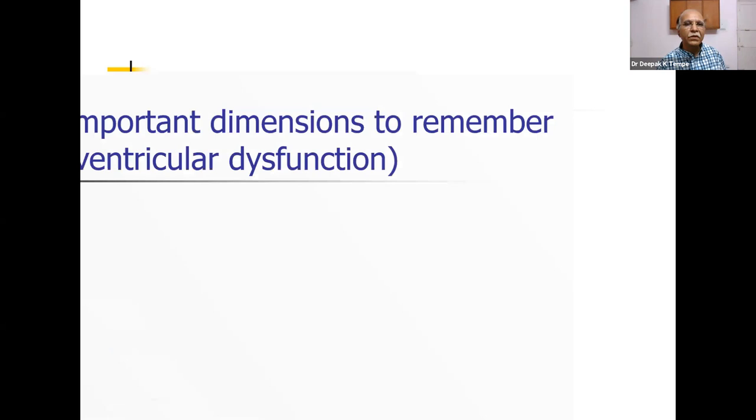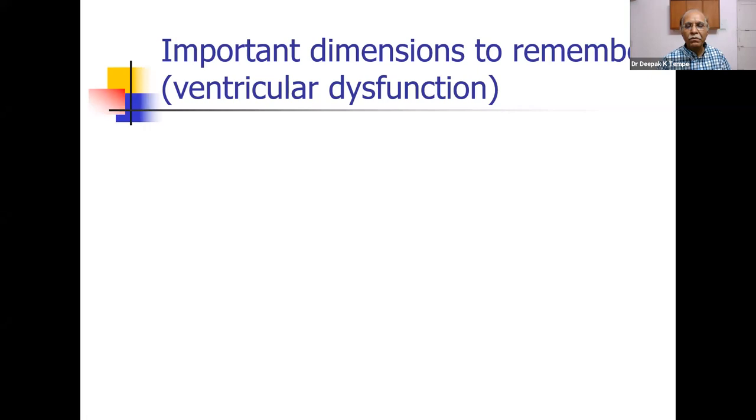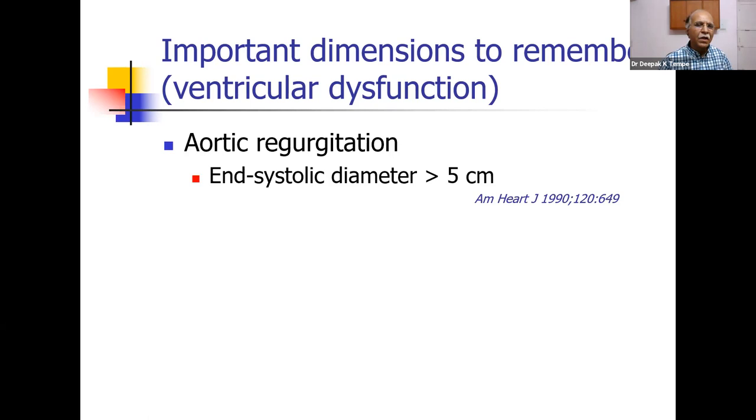So some of the important dimensions that you should remember. Now remember that these are very important, and whenever you are dealing with your patients, please try to look at these diameters, and they signify the setting in of the LV dysfunction. So in a patient who is suffering from aortic regurgitation, if the end systolic diameter is more than 5 centimeters, it means that the LV dysfunction has already set in this particular patient. So remember that he carries a high risk. Be ready to deal with him in a proper manner.